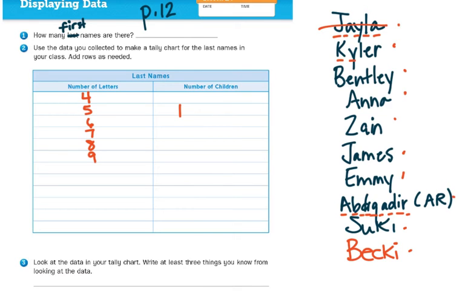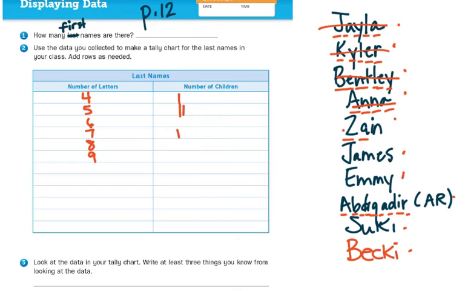Kyler, 1, 2, 3, 4, 5. Kyler has 5 letters. Bentley, 1, 2, 3, 4, 5, 6, 7. Let's make a tally mark next to number 7. Anna has 1, 2, 3, 4. Make a tally mark next to number 4. 4 letters in her name.